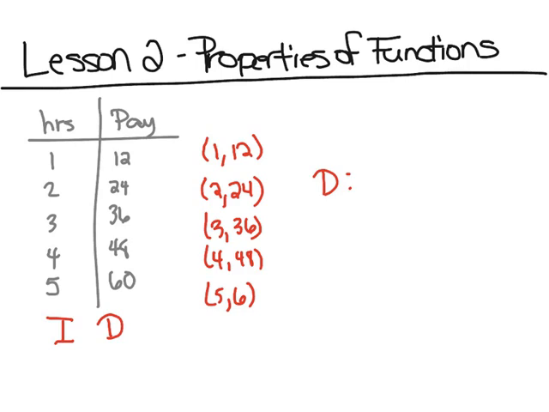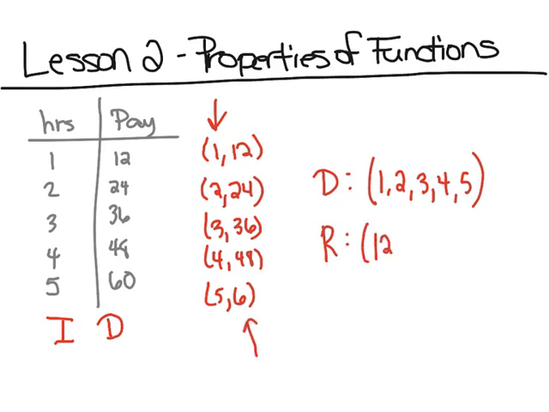And our domain is all of the first values. So 1, 2, 3, 4, 5. Our range is all of the second values. So 12, 24, 36, 48, and 60. So that is your domain and your range.